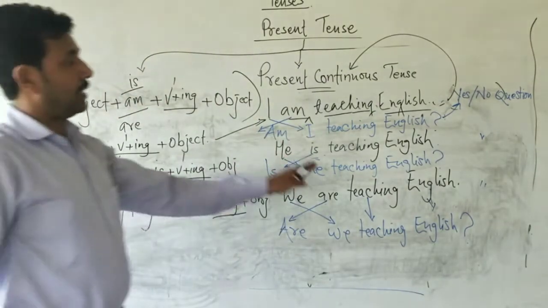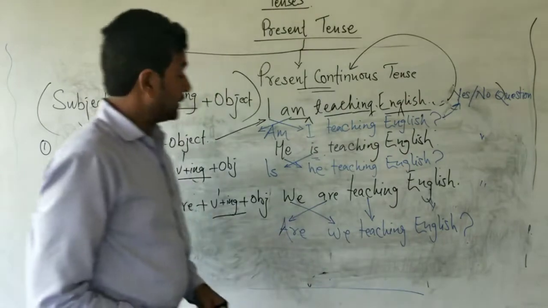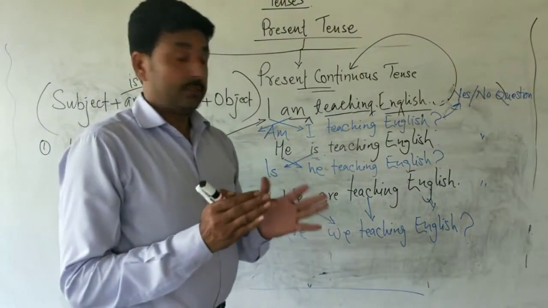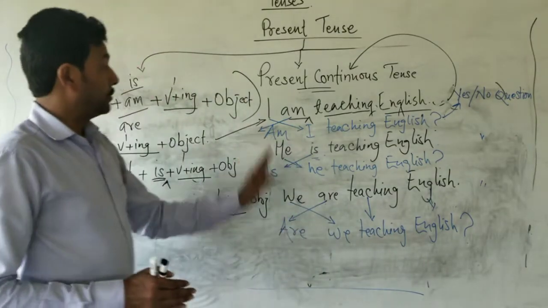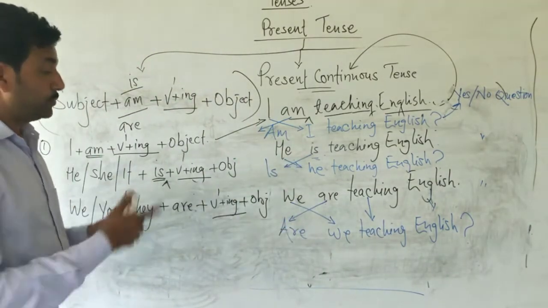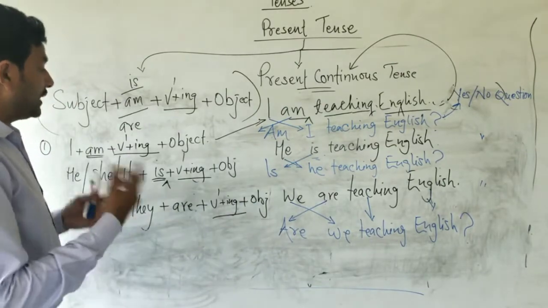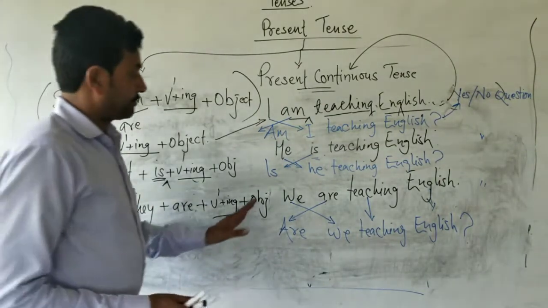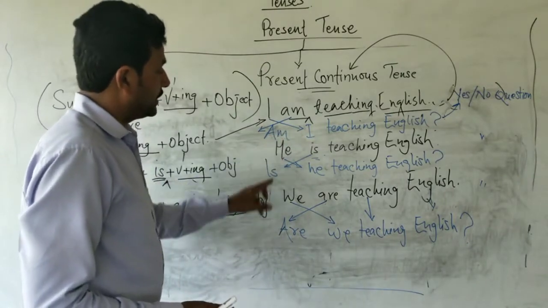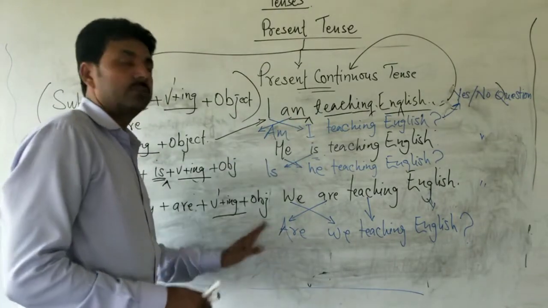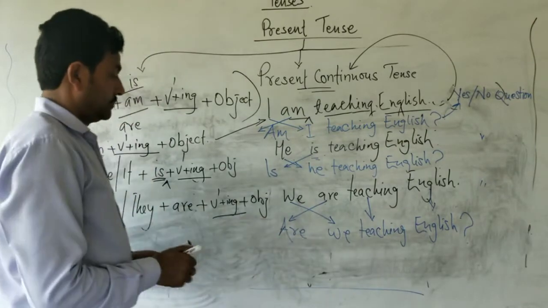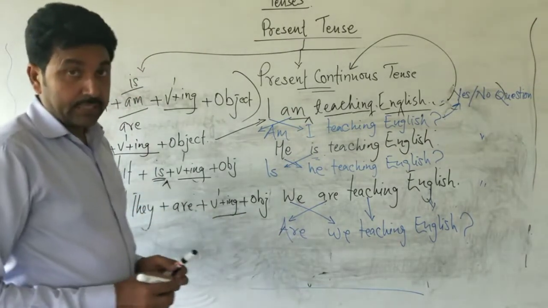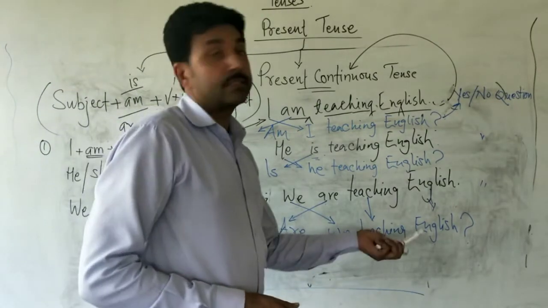So all these are yes-no questions. We will see now how to use WH with these questions, how to make a WH question. What we have to do is, just before the auxiliary in a yes-no question, put the WH word. But one thing you have to see: you have to remove the answer.